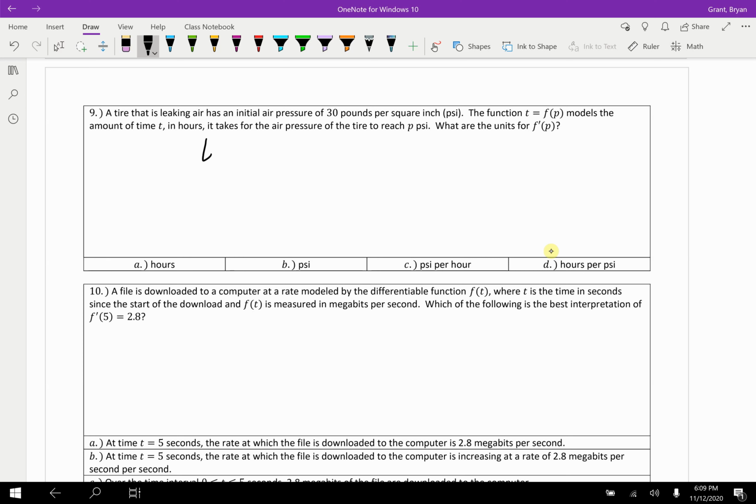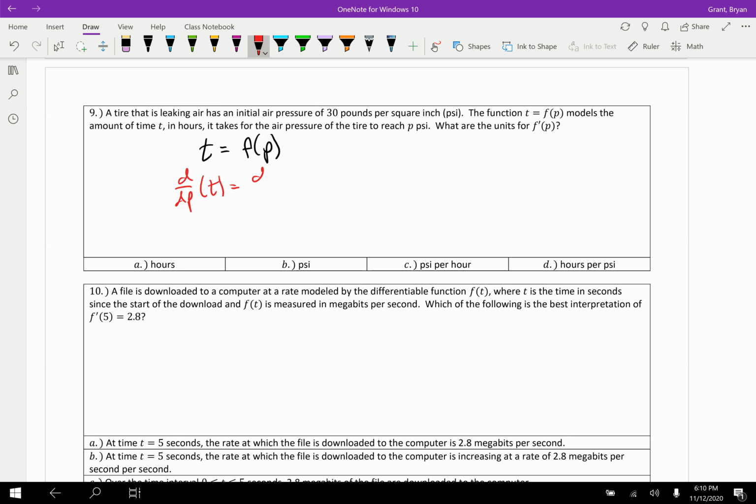We have the function T equals f of p. And this is where things get wild. It models the amount of time, T in hours, it takes for the air pressure of the tire to reach P psi. And the reason they're doing this is because this is leaking air. So essentially what's happening is you are starting at some psi, and you're going to input a psi. Let's say you started at 30, and then you were like, I wonder how long it's going to take my tire to drop down to, say, 20 psi. So you input 20, and it'll tell you, here's how long it will take for your tire to drop. Somewhat useful.